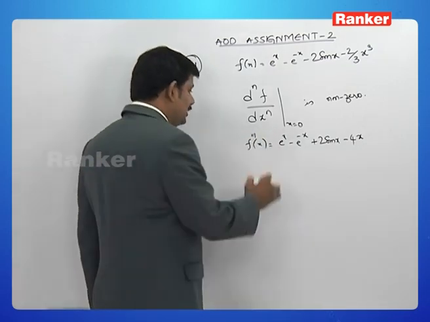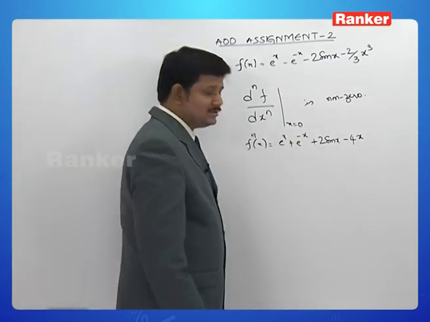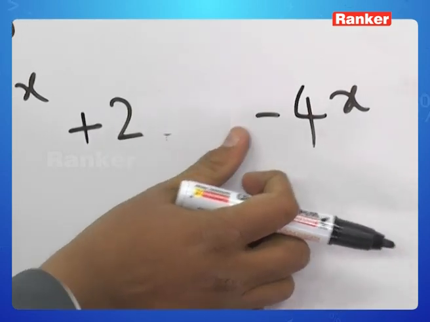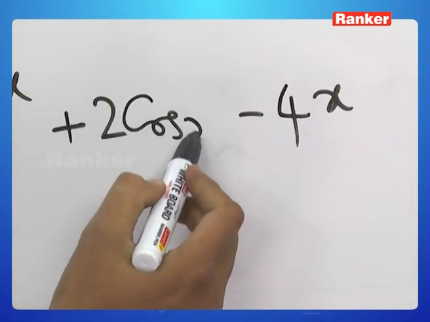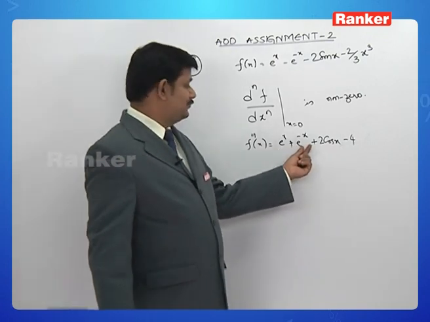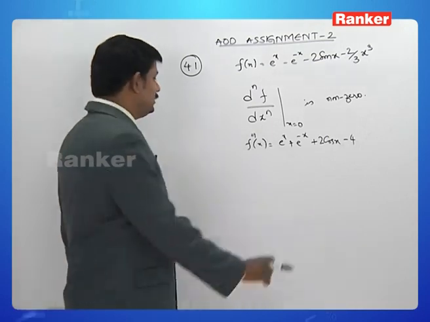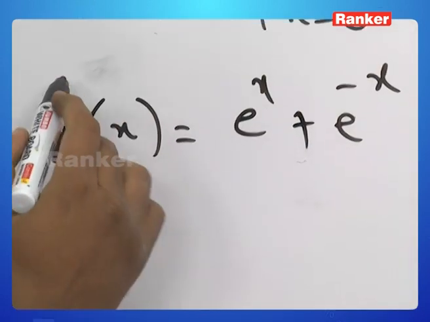Let us look at f triple dash of x, e power x plus e power minus x plus 2 cos x minus 4. At x equal to 0, this is 1 plus 1 plus 2 minus 4, which is again 0. So, n is not 3. Let us look at n equal to 4.